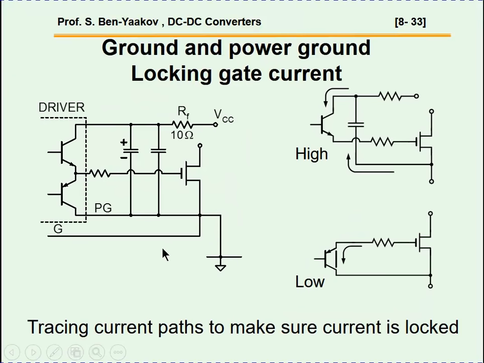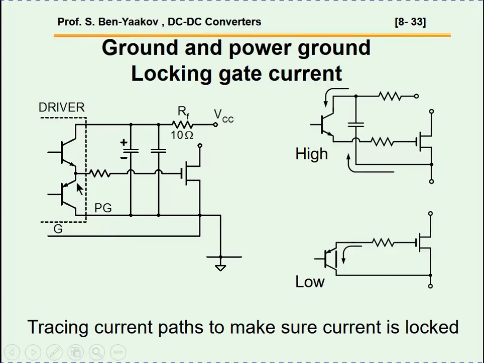There is one more point I'd like to explain, and this is the fact that some drivers would have two grounds. There's a power ground and there's a regular ground. And actually, this is preferred. If you have a driver, try to find one that will have two grounds. Now, this ground is the ground of this circuit. This could be a PWM controller, and this is the ground of the controller. The controller has many parts, such as a reference, a clock, and many other comparators, etc. And then we have the driver.